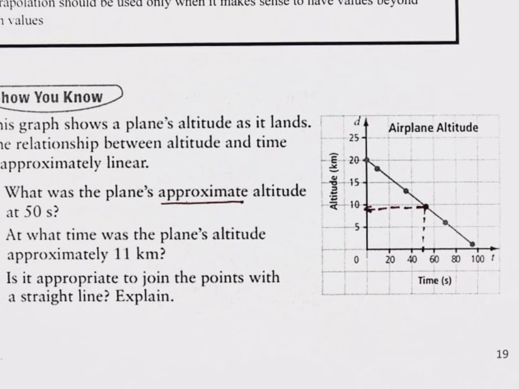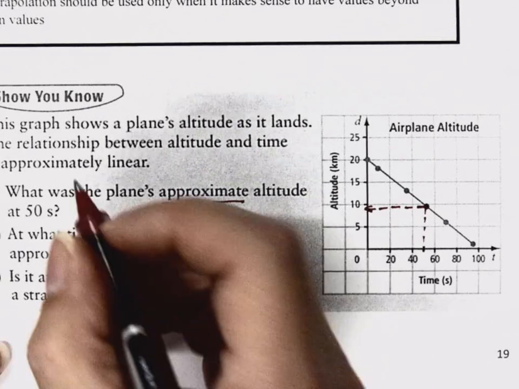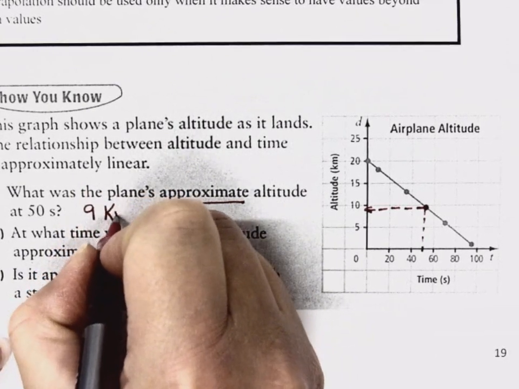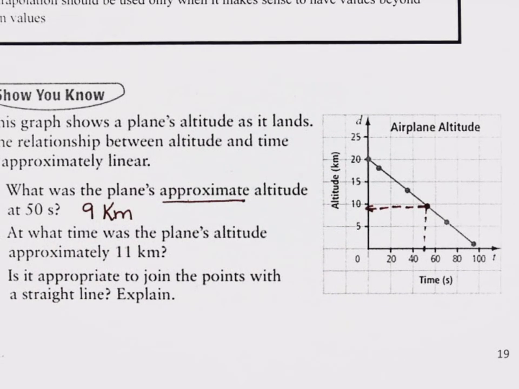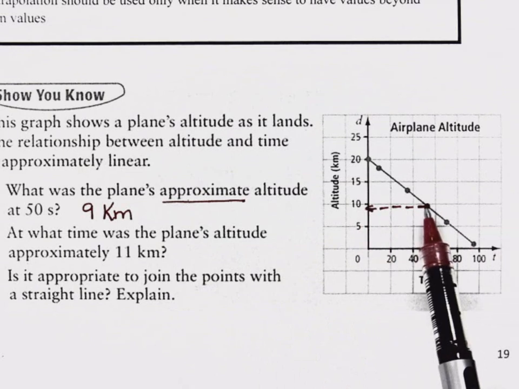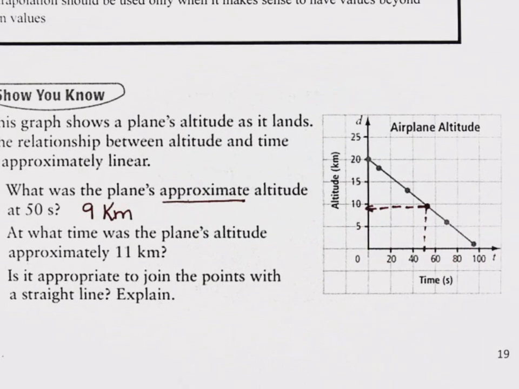So what do you guys think at 50 seconds, how high was the plane in kilometers? Was it at 10? Pretty close to 10. Was it exactly at 10? It's a little bit below, so maybe 9? 9.5? I'm going to say 9 kilometers. If you gave me something in that range, I would mark it as right. If you said 9.25, 9.5, if somebody said 10, it's not exactly on the 10 line. So I don't know if I would accept 10 as an answer, but you got to be close.